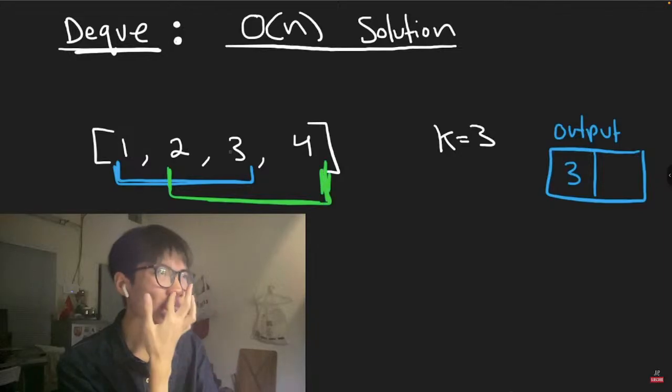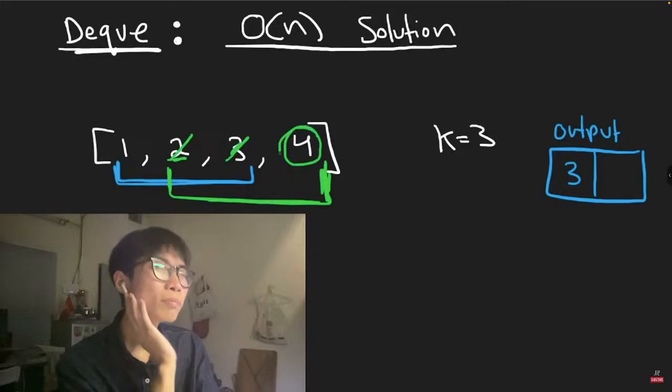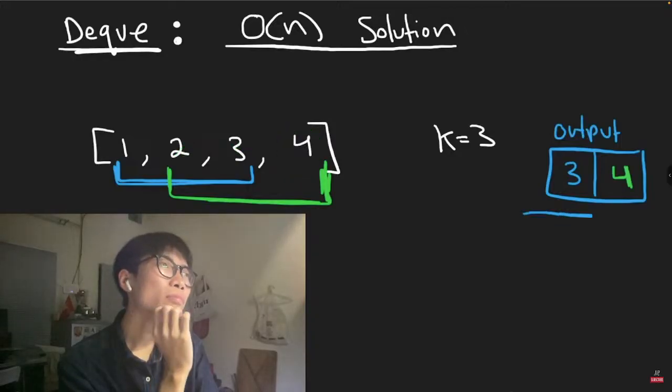So now I'm literally just going to repeat that process the brute force way. Now I'm going to check 2, okay. Now I'm going to check 3, 3 is greater. Now I'm going to check 4, 4 is the greatest. So we add 4 to our output. And so then we're done, we have our output, but we just did it the brute force way.